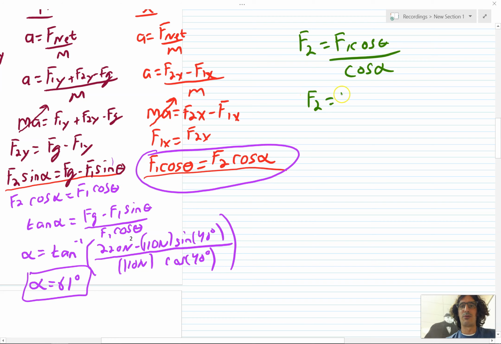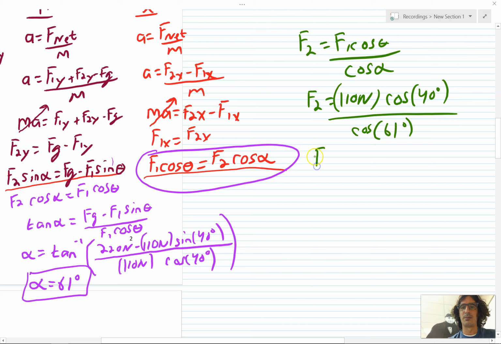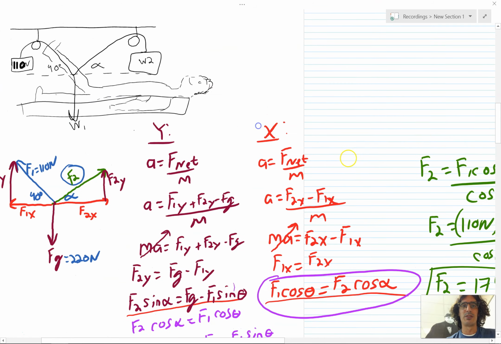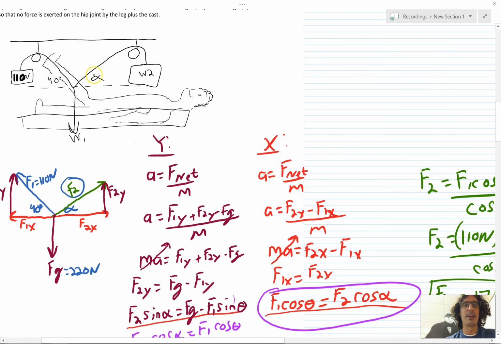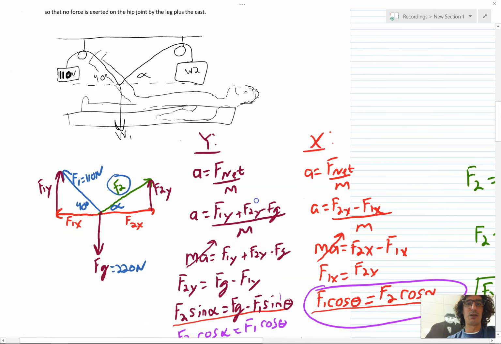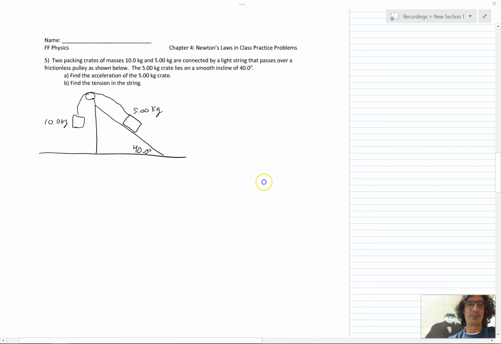Plug and chug: f1 is 110 newtons, cosine of 40 degrees, all over cosine 61 degrees. That leaves us with f2 equal to 174 newtons. That's the tension force pulling upwards to prevent this person's leg from accelerating or moving. Let's go to number 5.